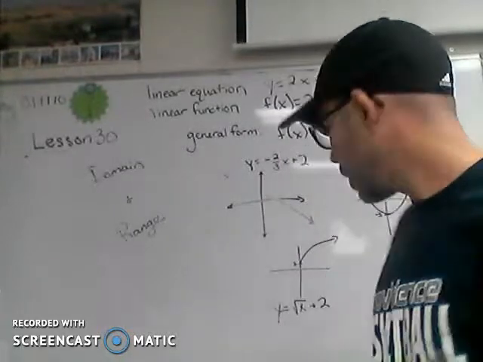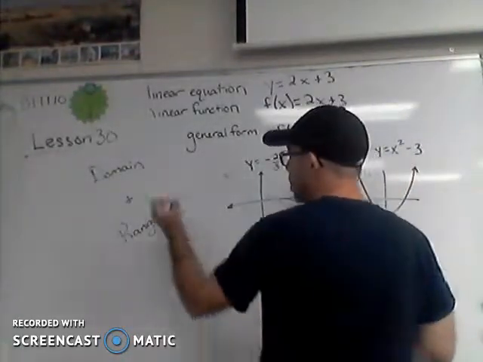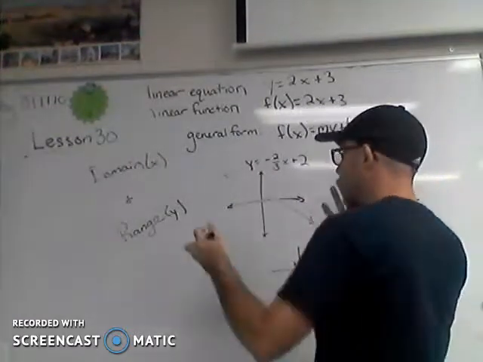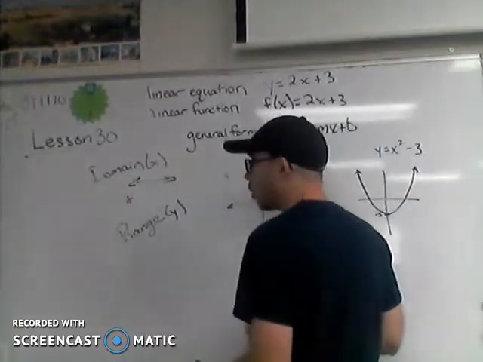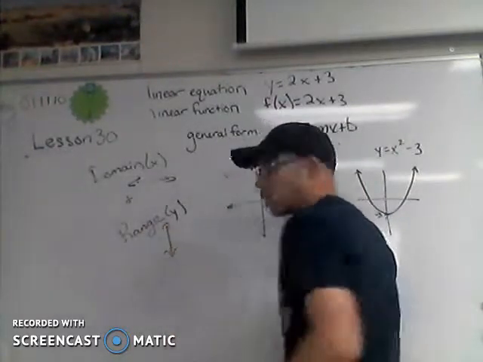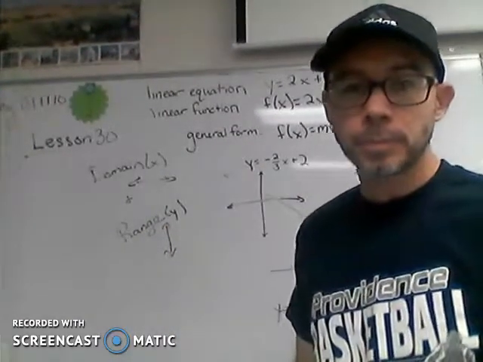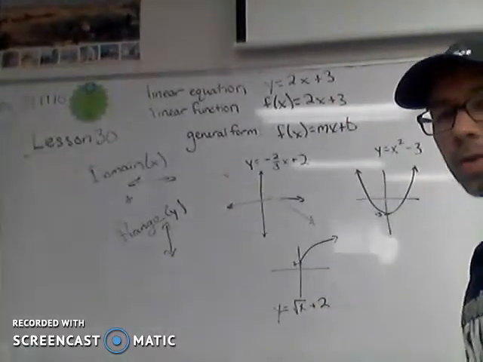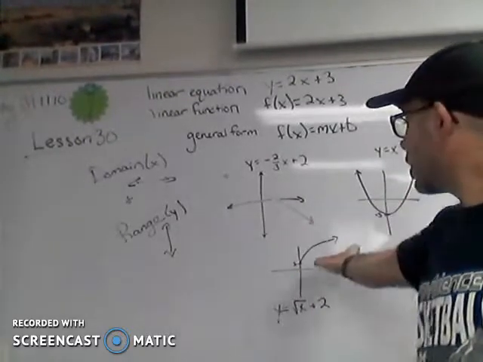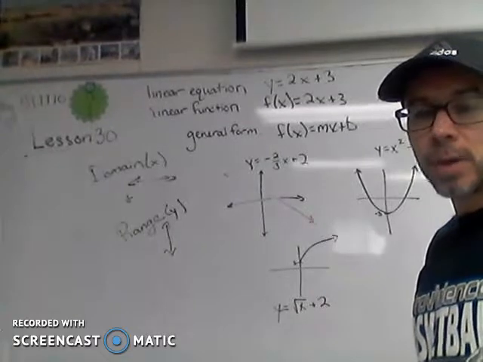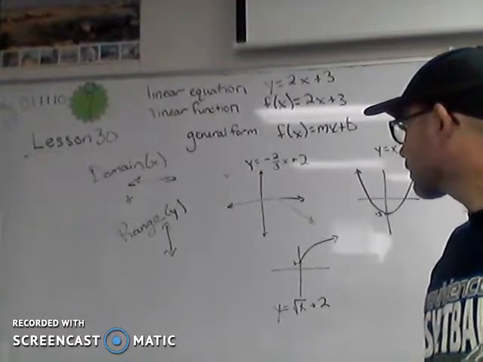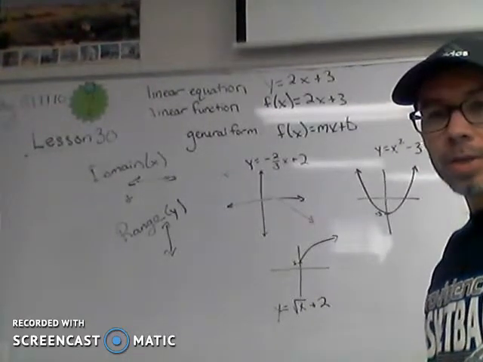So, let me do a few things here. Let's just remind you that for domain, we're talking about the x values, and for range, we're talking about the y values. The domain is where the picture goes left to right, and range is where the picture goes up and down. I have three examples here: a line, a parabola, and a square root function, a power function, rational.